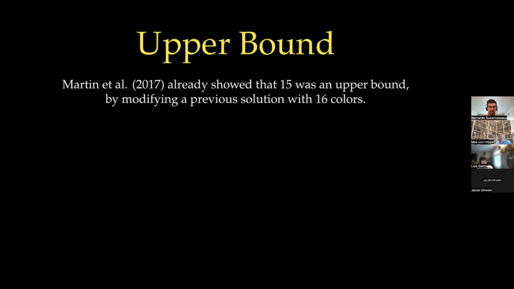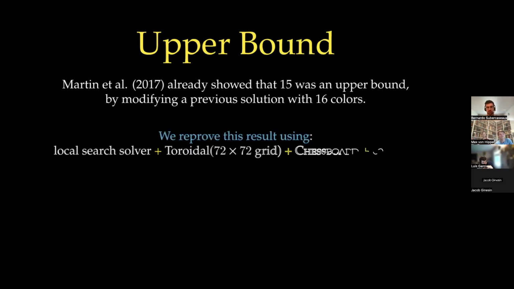And now, finally, the last fun thing is that the upper bound of 15 had already been shown by Martin and others in 2017. The way they did it was to take a previously known solution with 16 colors, and they managed to do some clever changes to argue that you didn't need the 16th color, but that 15 was enough. We reproved the result using a local search solver. So our result is fully automated, and it uses a toroidal 72 by 72 grid, a grid that we connect in the toroidal manner I was describing earlier, plus assuming a chessboard, plus assuming a 6 in the center.